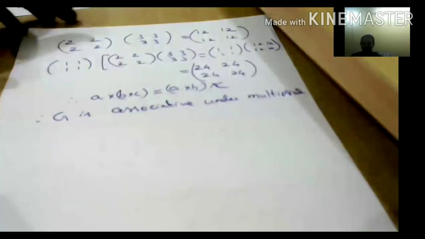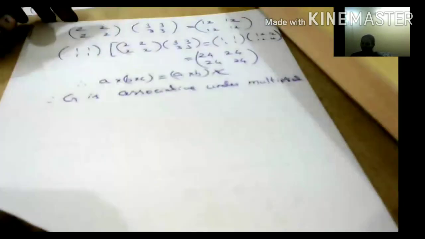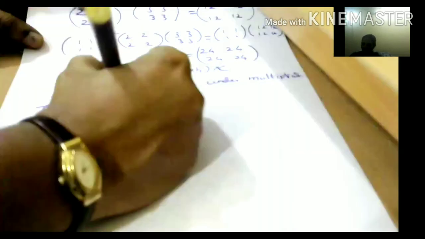And multiplication. So G is associative now. So now to find the identity element. Identity element, how do we find it?